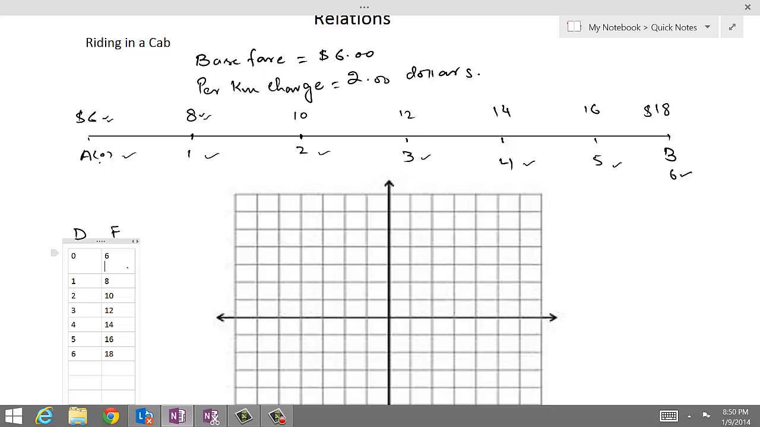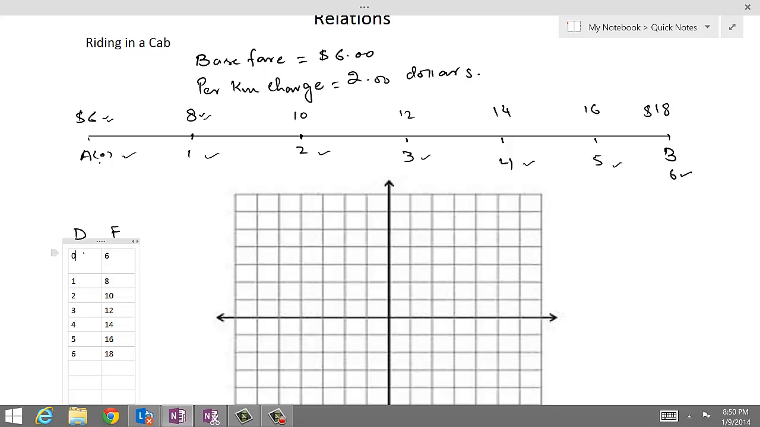Now this is the tabular representation. That's how we can represent the data in the tabular form. At 0 it's 6, 1 at 8, 2 at 10, 3 is 12, 4 is 14, 5 is 16, and 6 is 18.